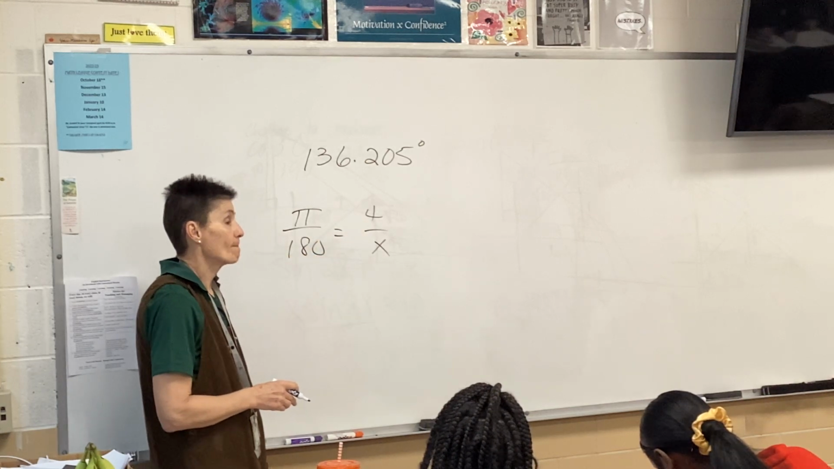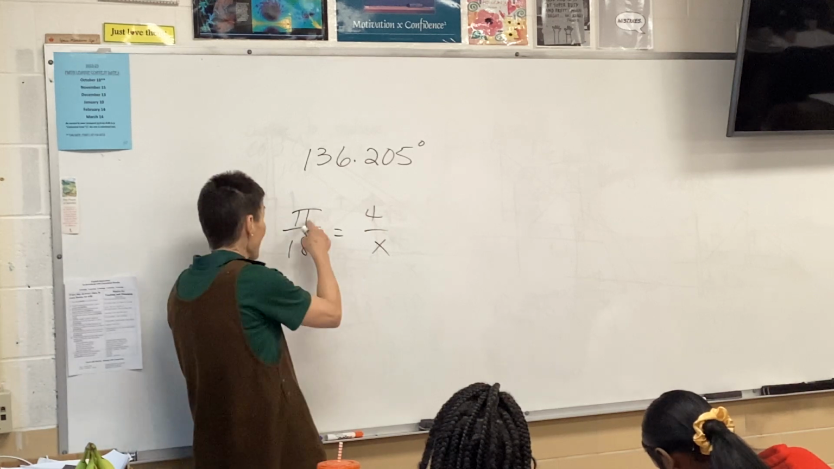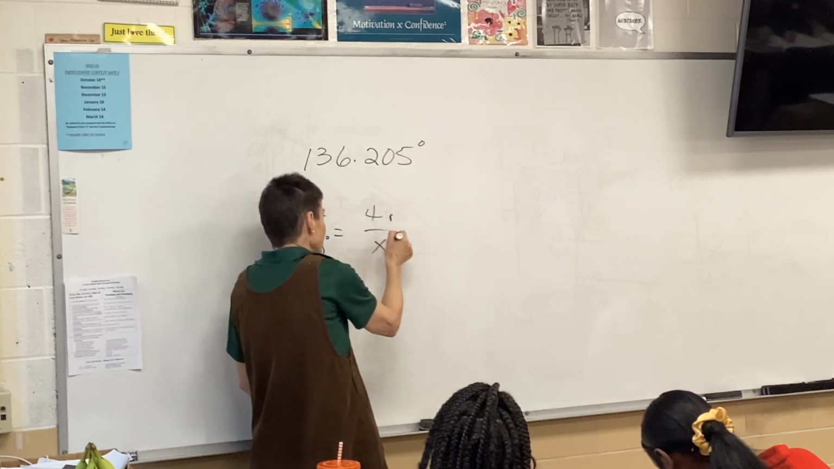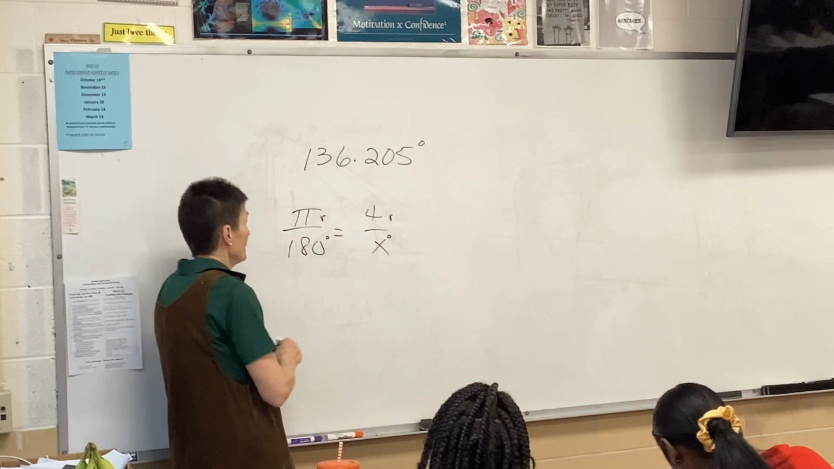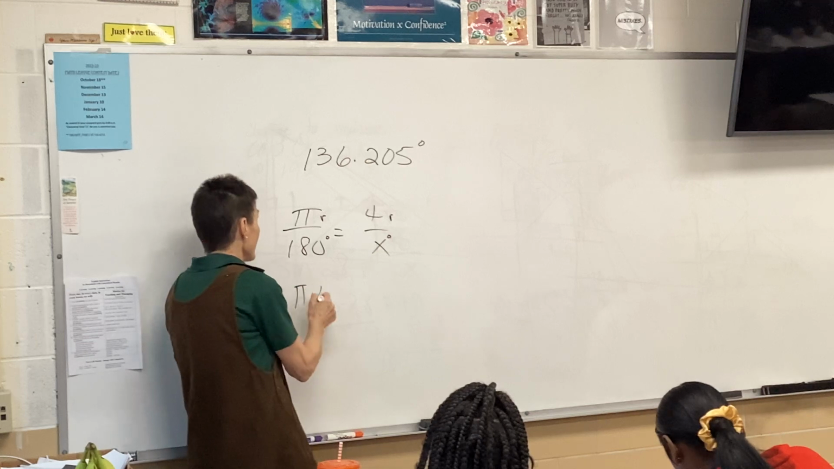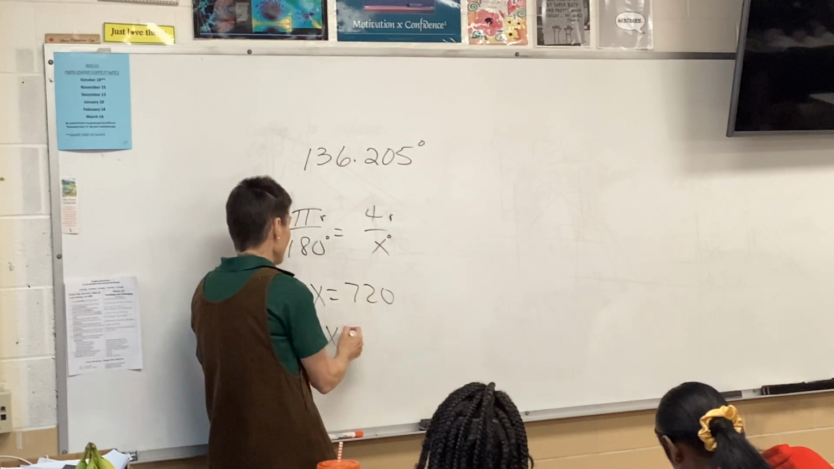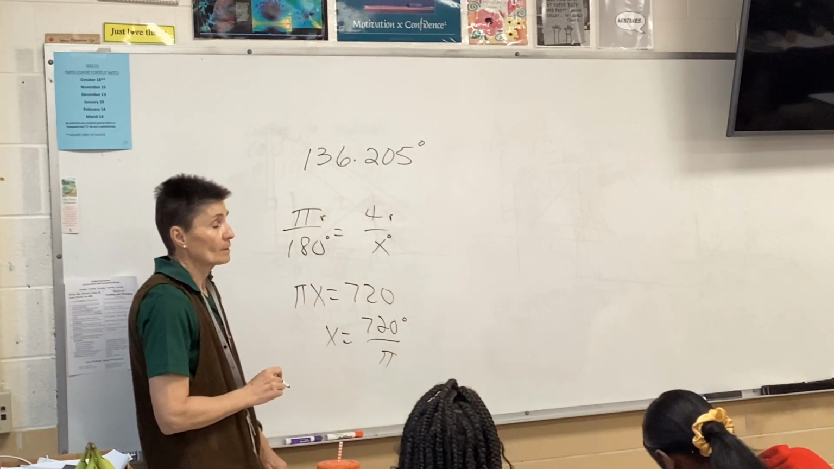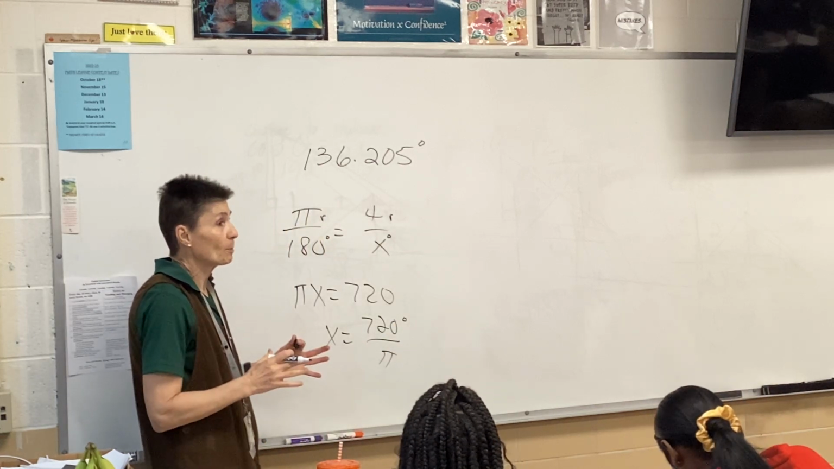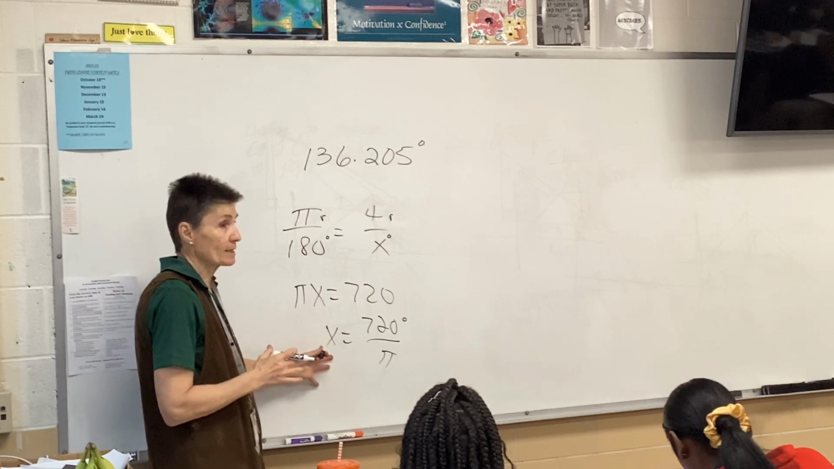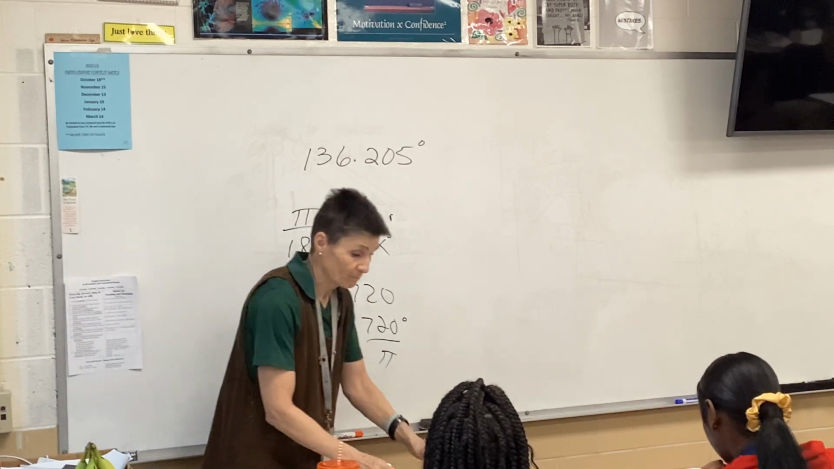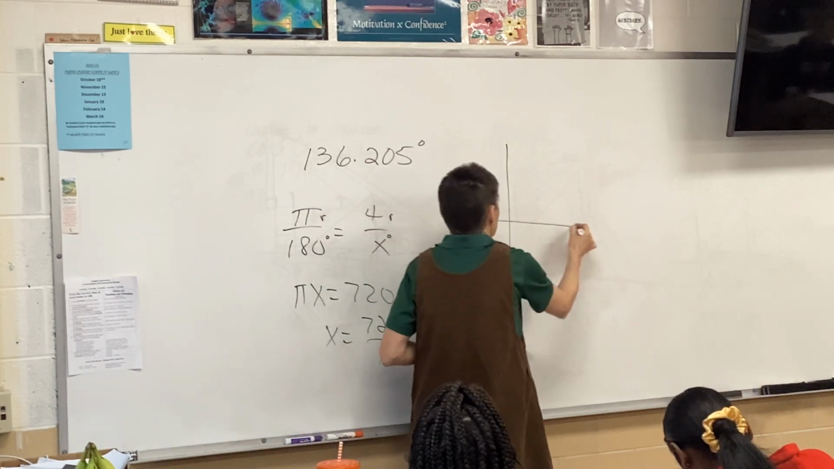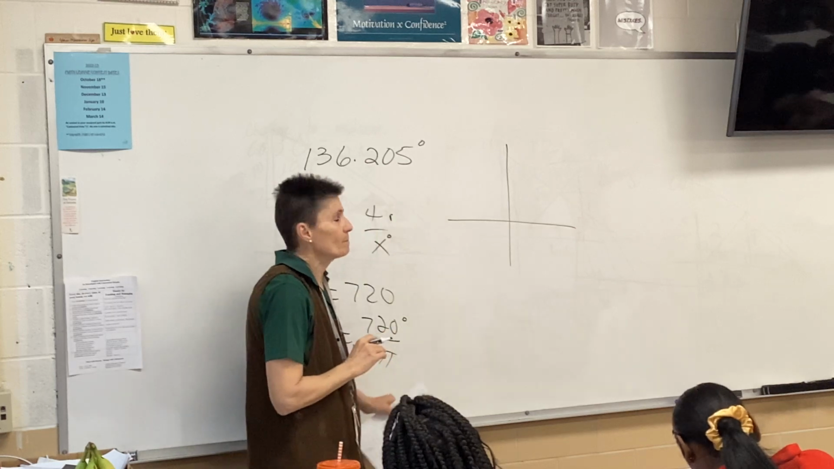Eli? Because the radians are on top. Exactly. That's a radian, that's a degree. This is a radian, I'm looking for the degrees. So pi x equals 720, 720 over pi degrees. Now this is a no calculator problem, so obviously we're gonna leave it just like that. You're not gonna mess with that at all. You don't really need a calculator for this one.